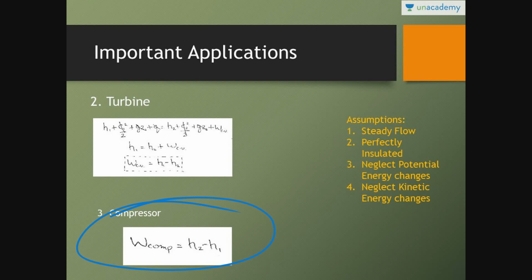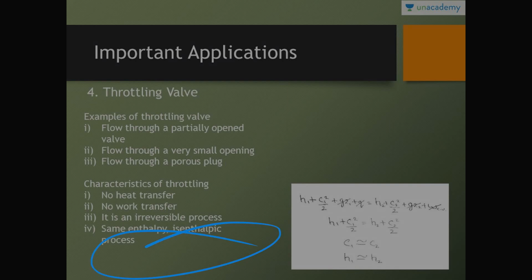At that time, don't think about where these H2 minus H1 and H1 minus H2 came from. It is from the steady flow energy equation, taking into account these assumptions. We take these assumptions into account, solve the equations, and get these results. Please go through them. Next is the throttling valve.